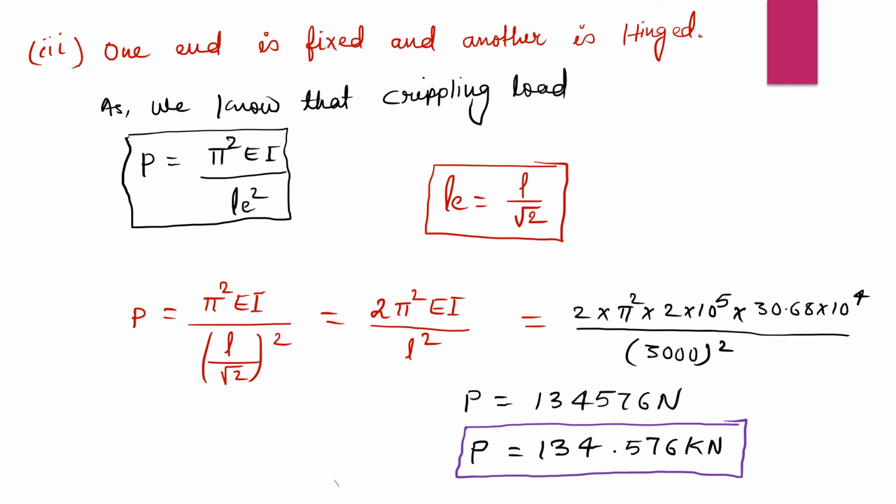So we have solved all the three conditions of crippling load. First we saw if one end of the strut is fixed and another end is free. In that condition what did we apply? LE is equal to 2L. And for the second condition, if both ends of the strut are fixed, we applied LE is equal to L by 2. And when one end is fixed and another end is hinged, we applied the effective length LE is equal to L divided by root 2.